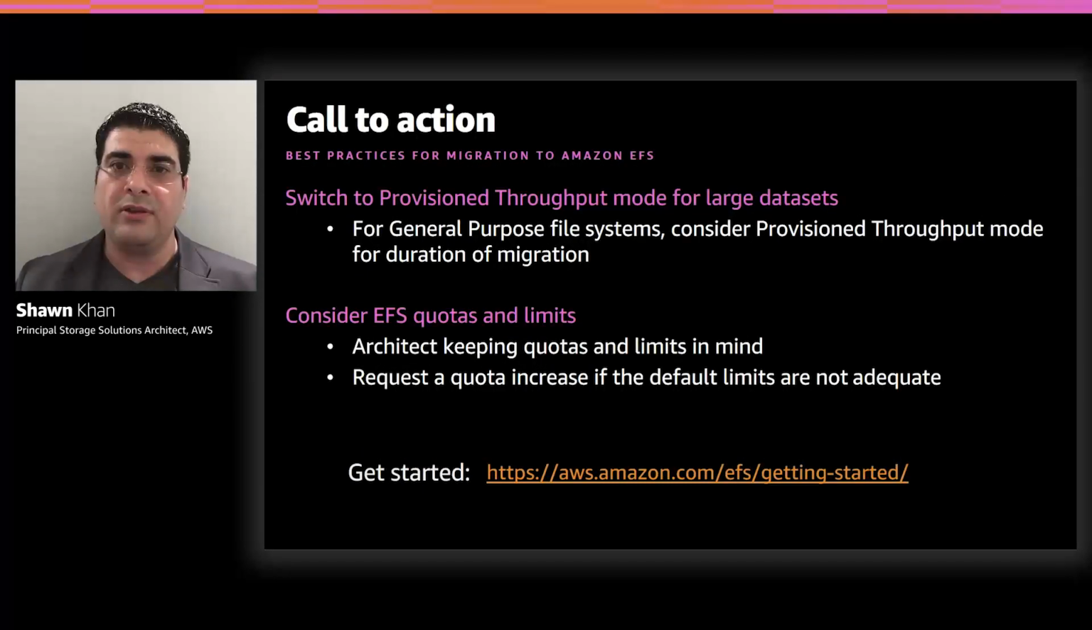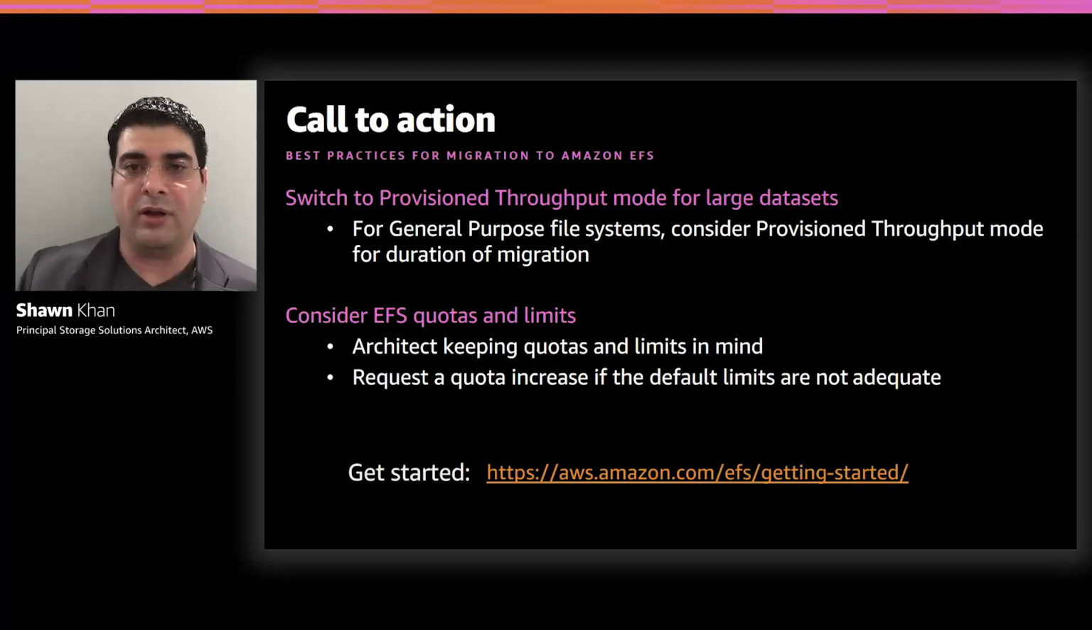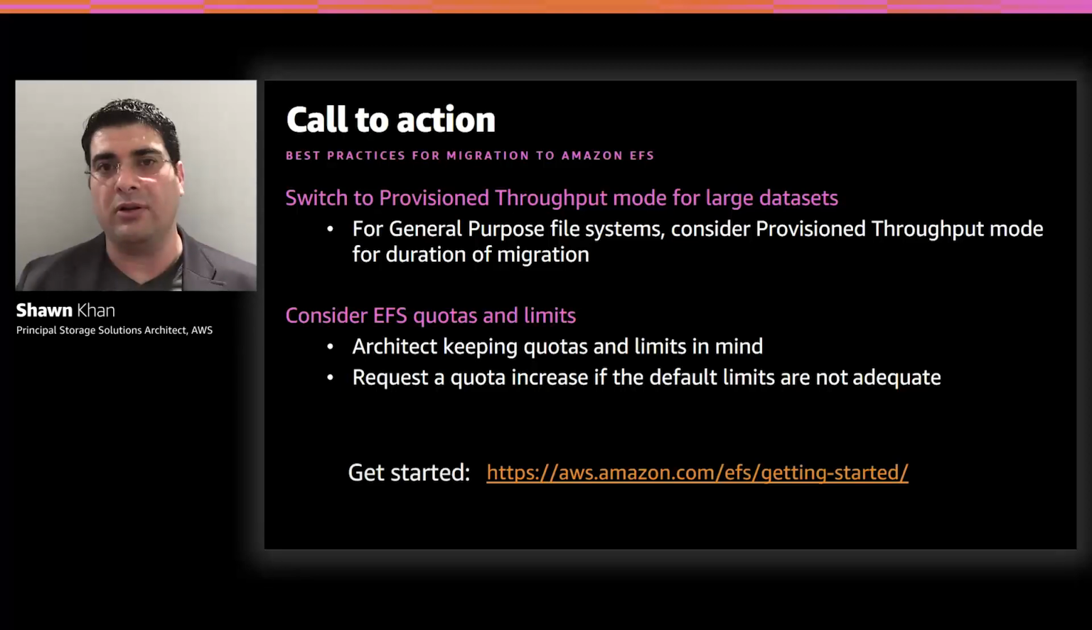Some of the other best practices while you're doing the migration: the first one is to make sure that you switch to provisioned throughput mode for a large data set, because when you're actively migrating, there is additional write I/O going to the file system. And also architect to keep the quotas and limits in mind. Those quotas and limits can be increased if they're not adequate for your use case.